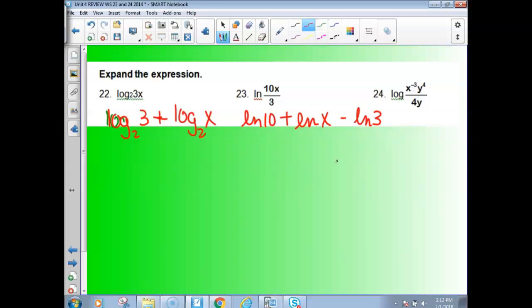And the last one there should be -3 times the log of x plus 4 times the log of y minus the log of 4 minus the log of y. Did anybody use parentheses anywhere in their answer? I need to know if it's correct.